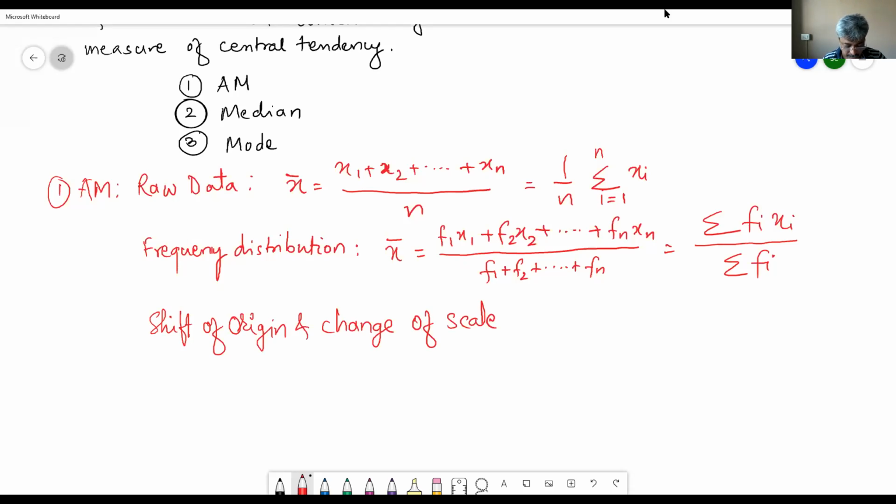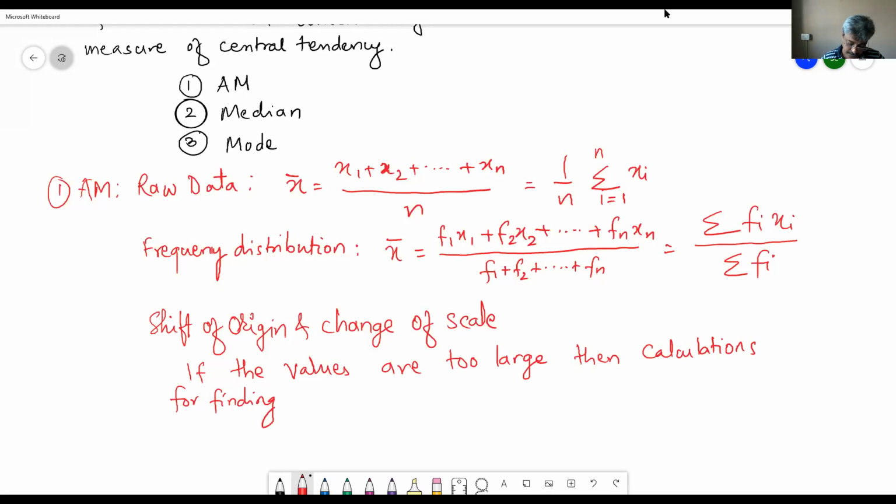And change of scale. If the values are too large, then calculations for finding AM can be simplified.